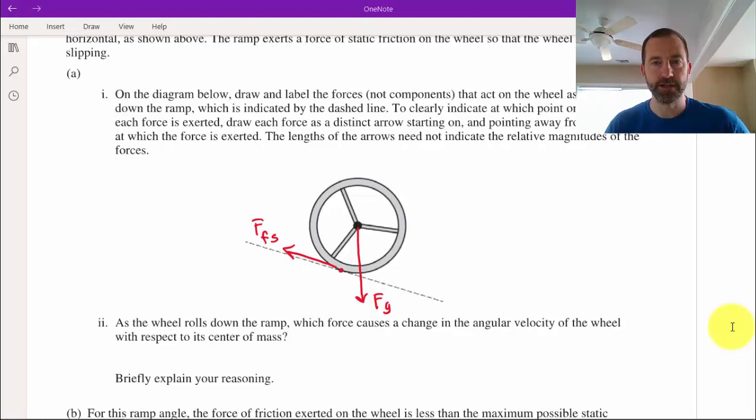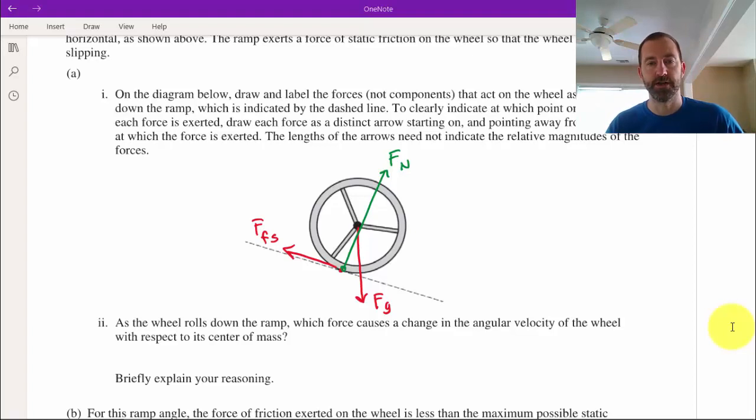And then lastly, it's on a surface. There's got to be a normal force. And the normal force here, you have to draw from the point of contact, which is down there at the surface. So I'm going to draw this in green just so it stands out a bit. But that's how you would draw the normal force.